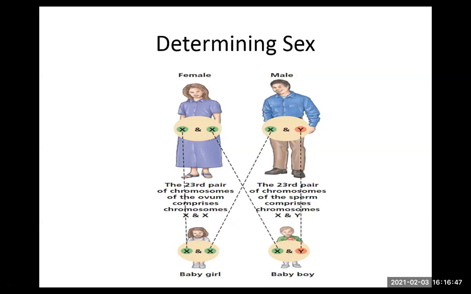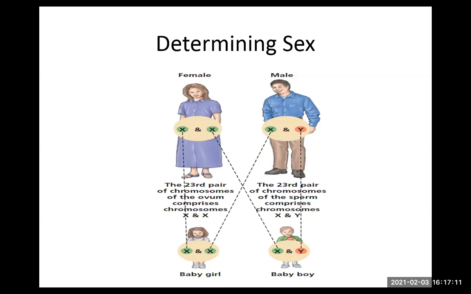Each gamete carries one chromosome from each of the parent's 23 pairs of chromosomes. Since a female's 23rd pair of chromosomes are both X's, an ovum will always carry an X chromosome, no matter which chromosome on the 23rd pair it gets. A male's 23rd pair is XY, so each sperm could carry either an X or a Y chromosome.